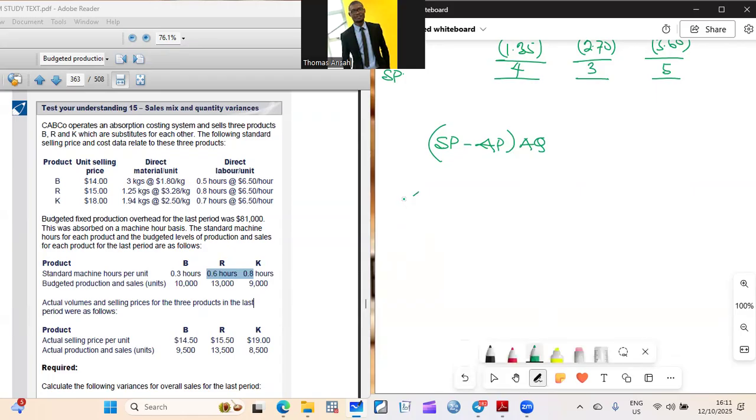So if we take product A, what is the standard price for product A? 14. What is the actual price? 14.5. What is the actual quantity? Actual quantity, 9,500. What do you have?